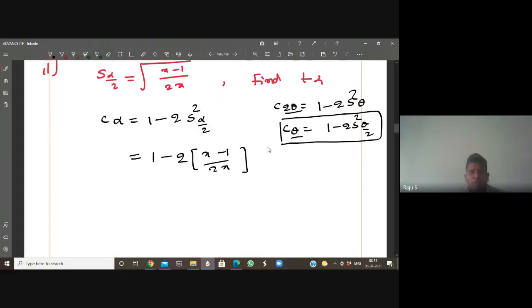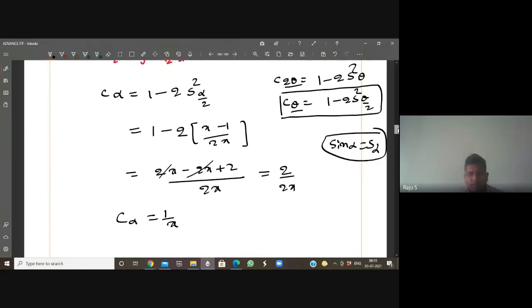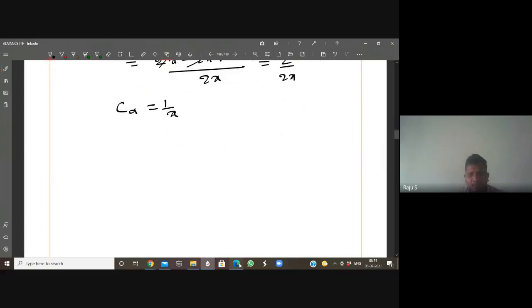So students, are you comfortable with writing sin alpha by 2 in shortcut form? Yes, sir, because we can easily save time. So 2x minus x plus 1 over 2x. I'm taking the LCM directly here. Is it clear? Now the 2x gets cancelled, 2 by 2x, so cos alpha we got as 1 by x. What I've done is use the submultiple angle formula. First I'm finding cos alpha. Okay, cos alpha we got.